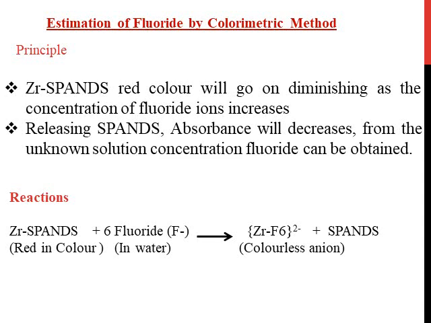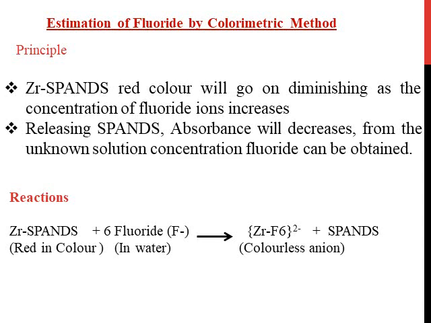Now when you look into the reaction of estimation of fluoride by colorimetric method, zirconium SPADNS, the zirconium coordination compound, looks red in color. This will be very blood red in color. Now this reacts with 6 fluoride ions, 6F minus, in water. So this fluoride will be present in water. It forms zirconium F6 2 minus. This complex, zirconium F6 2 minus, is a colorless anion.